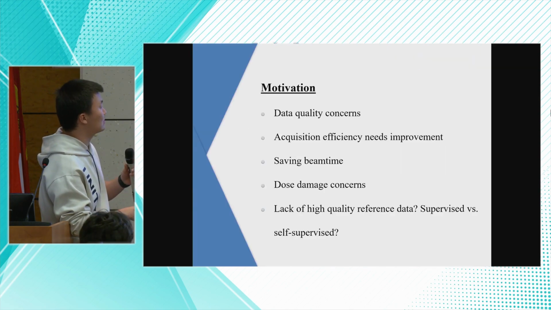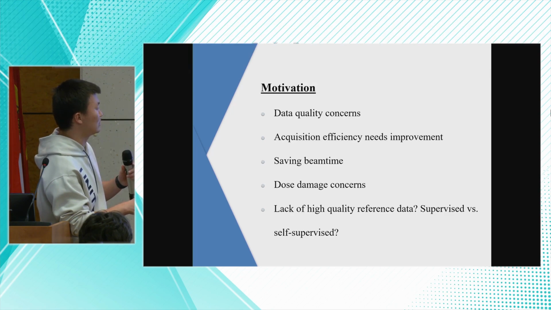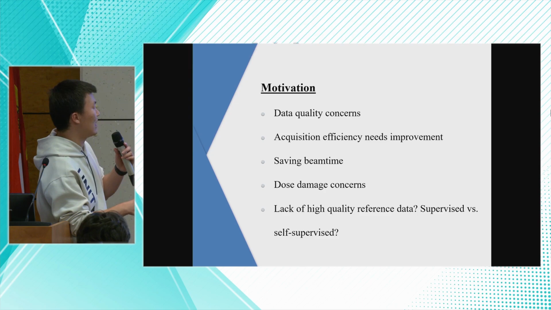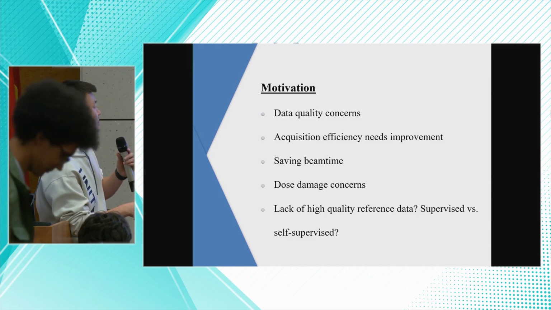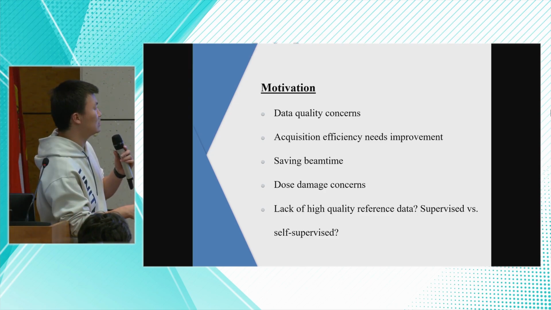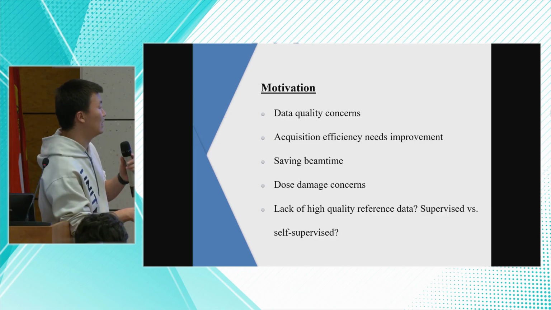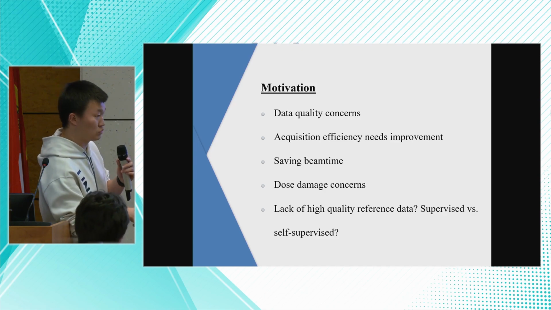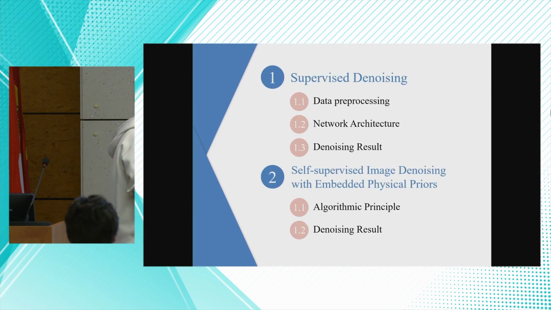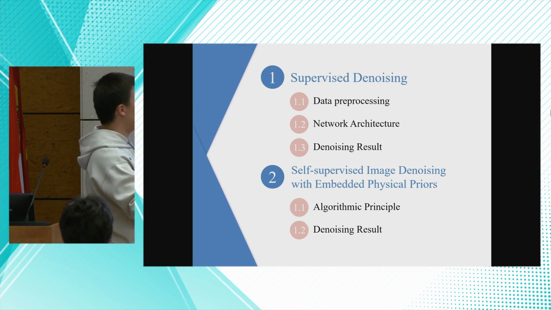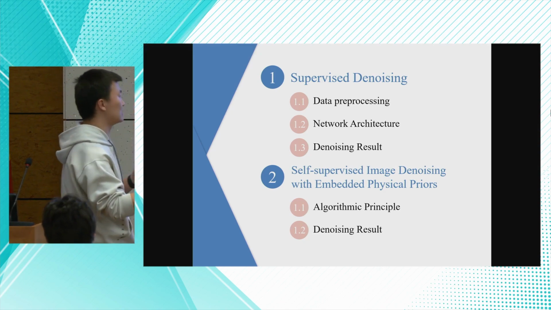And here I just introduce these questions to show my motivations for why I use AI to do the denoising. First is that data quality concerns and acquisition efficiencies need improvement: saving beam time, dose damage concerns, and the lack of high quality reference data. That's the reason why we first use a supervised way, and second a self-supervised way, to do the denoising. So there are two parts. The first part is supervised, and the second part is self-supervised.